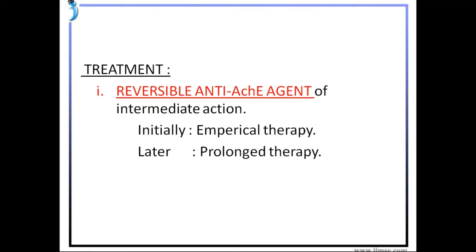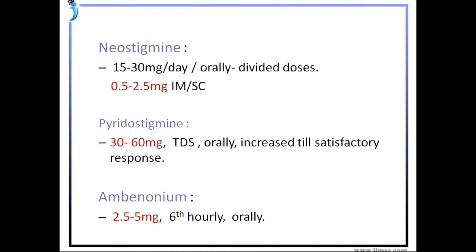The drugs which we generally consider for myasthenia gravis under reversible agents: this is given orally 30 to 60 mg thrice a day till a satisfactory response is seen. And the other drug given is ambenonium, that is given about 2.5 to 5 mg 6 hourly orally.